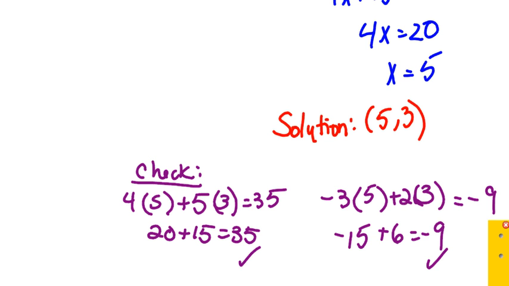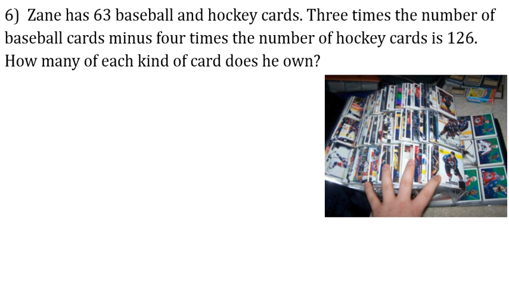Let's try another. Here's our scenario. Zane has 63 baseball and hockey cards. He knows that 3 times the number of baseball cards minus 4 times the number of hockey cards is 126. We need to figure out how many of each kind of card he owns.